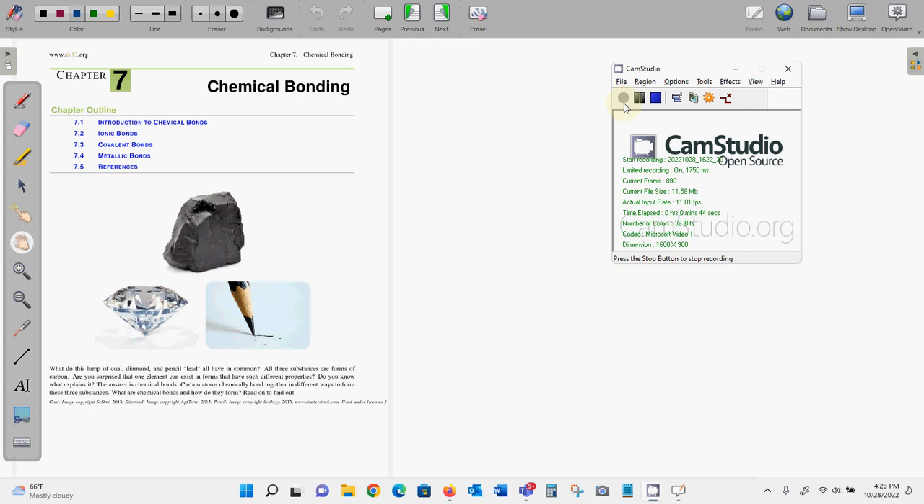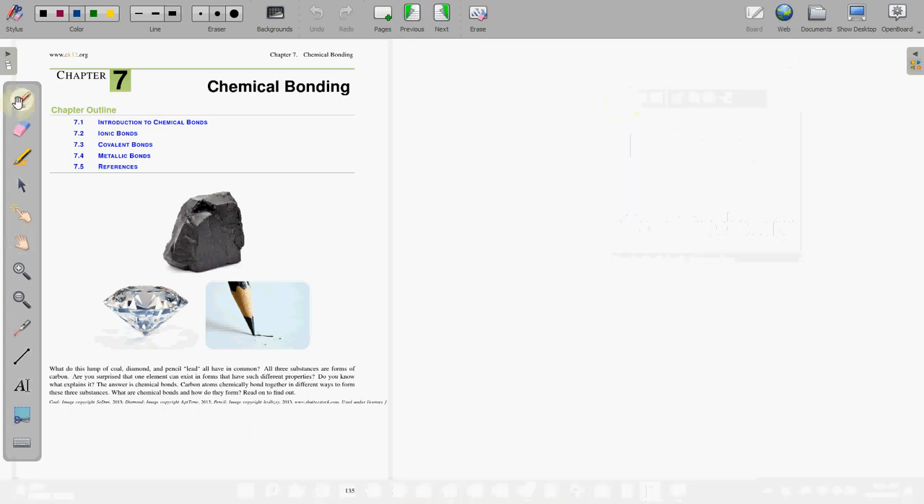Okay. All right. So right off the bat, this is the title page for the chapter. We have a picture of coal, diamond, and graphite. Now, I know you call it lead, but it's really graphite. They used to use lead, a long, long time ago for pencils, for writing. Luckily, they stopped that since lead is kind of toxic. So instead, we use graphite.